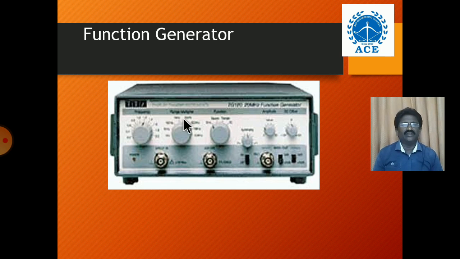It has a front panel like this. You can observe some probes, points and potentiometers. With the help of the potentiometers you can vary the position of the voltage, and in the same way you can vary the amplitude also. So this is the front panel of the function generator.